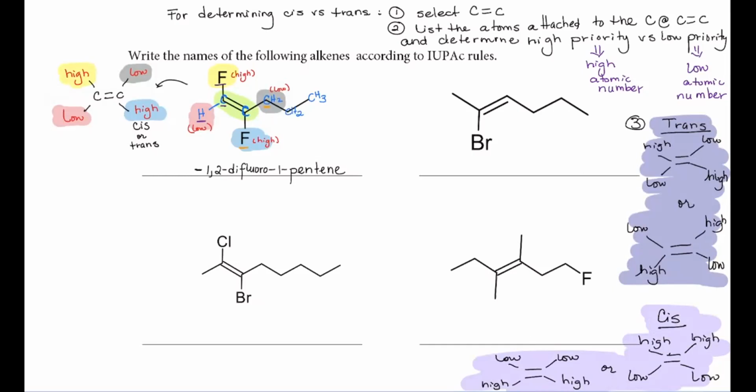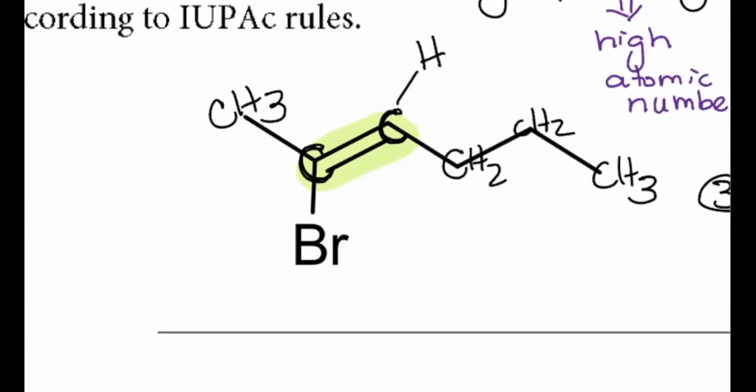I select my carbon-carbon double bond. It's right here. Let me include the carbon atoms. There's a carbon right here, carbon right here. There's a hydrogen right here. There's a CH2 here, CH2 here, CH3 here. There's a CH3 here. Okay, so when I look at the carbon on the left, let me zoom in, what is attached to this carbon in the carbon-carbon double bond is a carbon versus a bromine.